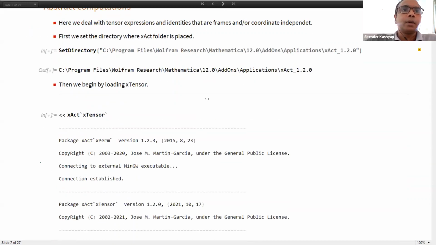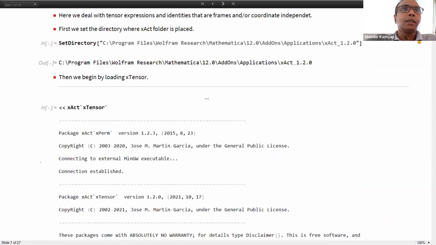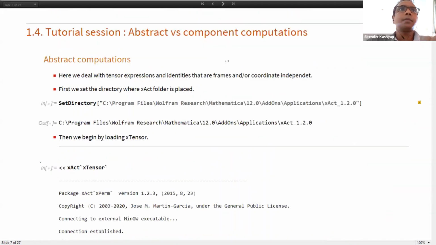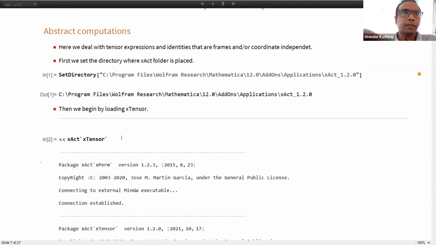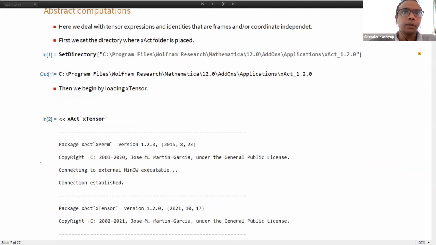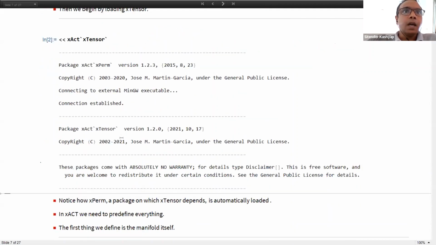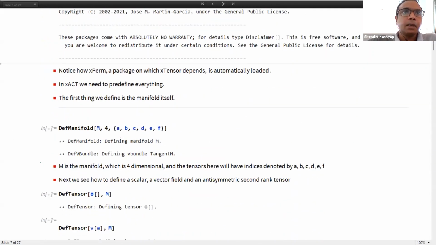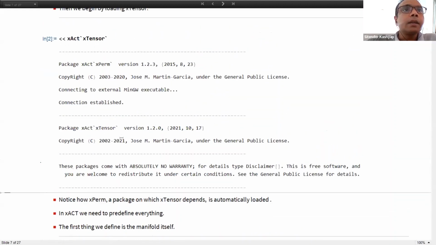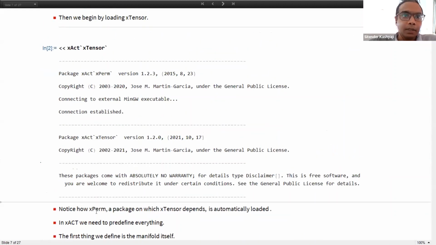Okay, so let's start with doing some computations. Let's start with setting up the directory, and then we load this package called xTensor. So it shows that it is loaded. Notice how the xPerm package here is automatically loaded because xTensor requires that.